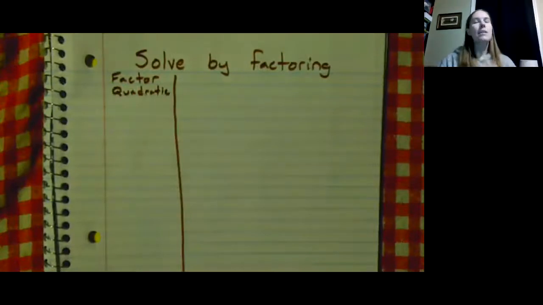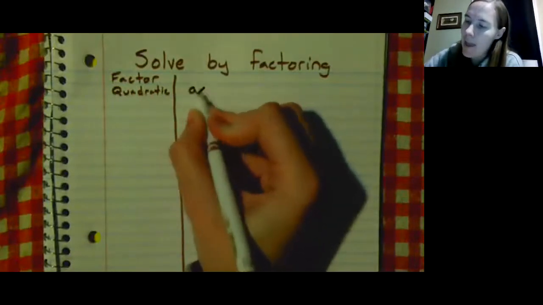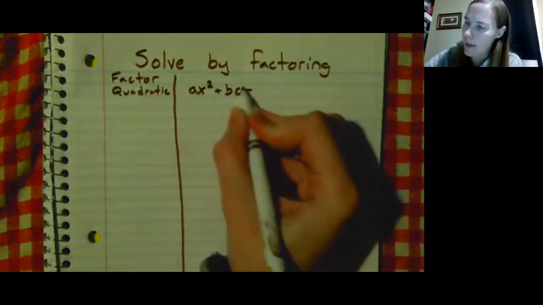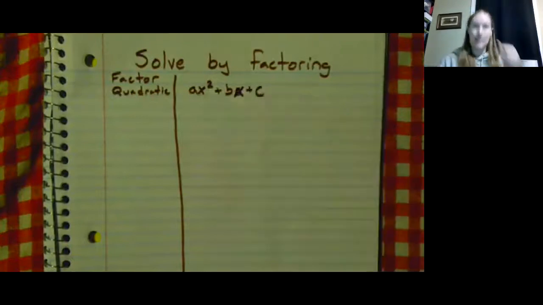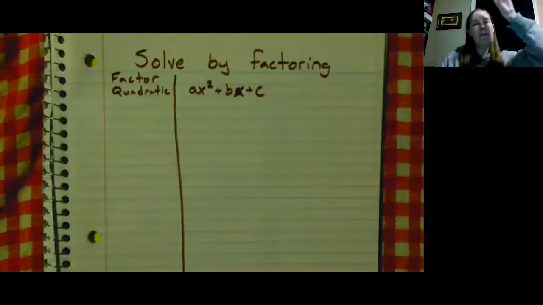So quadratics are always in something called standard form, which you will see as ax squared plus bx plus c. So this is standard form of a quadratic. You'll get to know quadratics a lot more next year in Math 3. But for now, this is what we're working with. So we learned that the X factor undoes this.